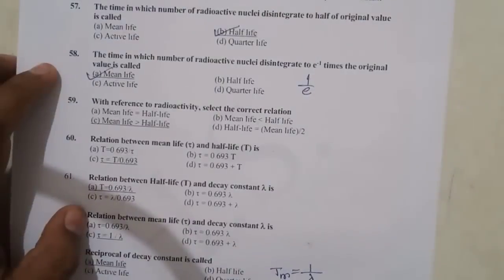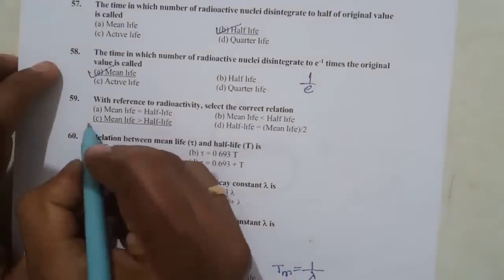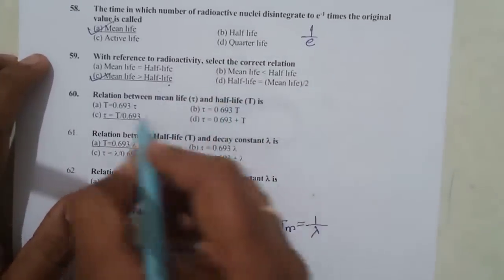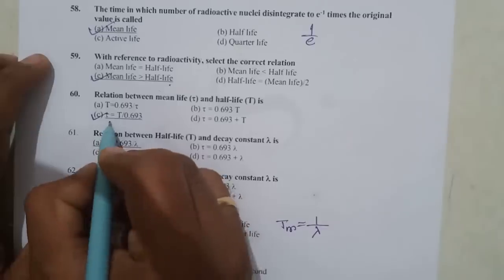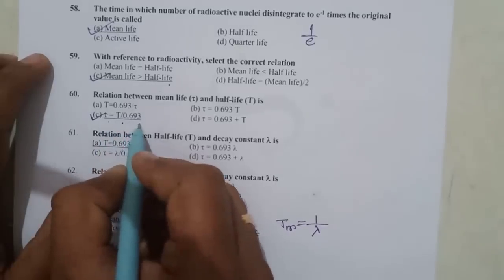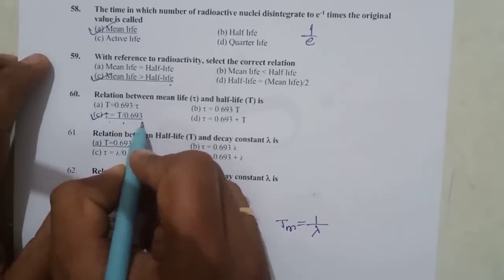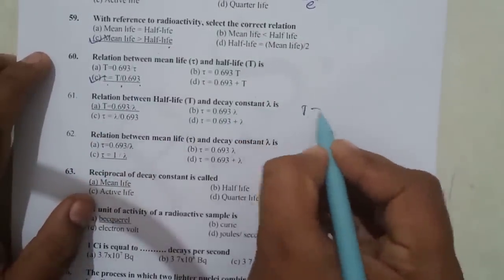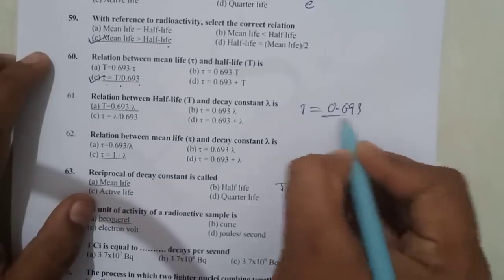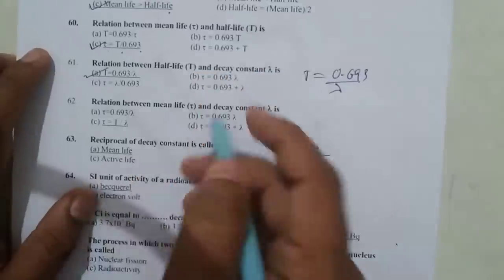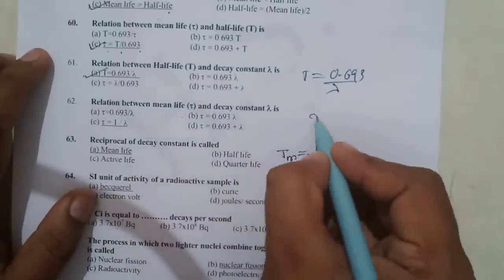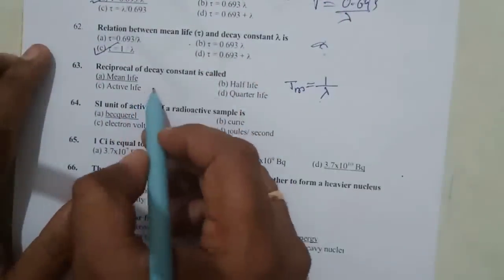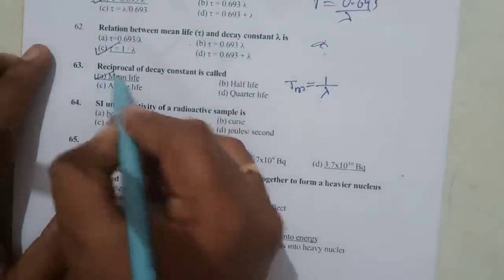With reference to radioactivity, select the correct statement. Mean life is always greater than the half-life. Relation between mean life and half-life is mean life tau is equal to T divided by 0.693. Relation between half-life and decay constant is T is equal to 0.693 divided by lambda, that is option A. Relation between mean life and decay constant is Tm is equal to 1 divided by lambda, that is option C. Reciprocal of decay constant is called mean life.